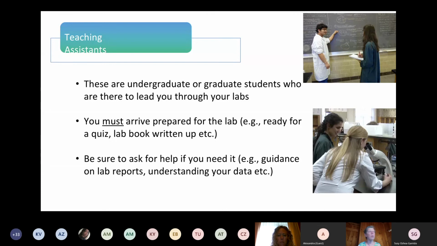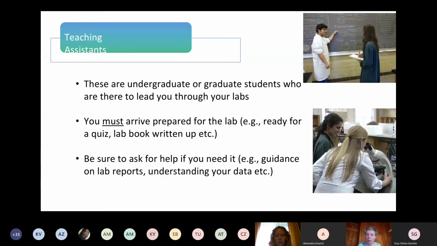They are not there for you to arrive saying, what are we doing today? You arrive saying, I'm really interested in learning how to do these different gram stains or microbiology stains or dissecting a plant or whatever. So you arrive prepared, having read the lab book, have it written up, ready to ask what help you need. But they are definitely there to help you with your lab reports, understanding the data that you had, and basically making sure you're getting the most out of that experience.